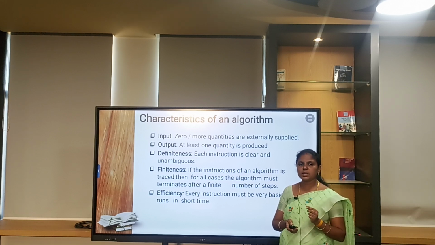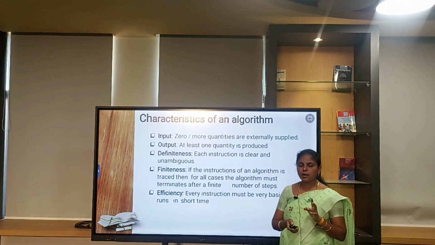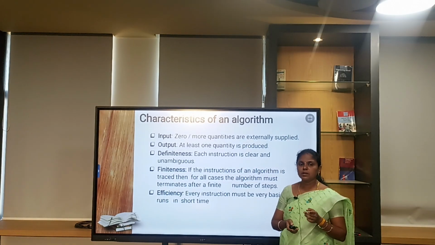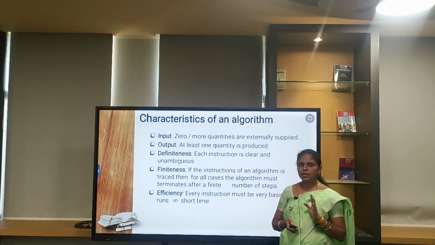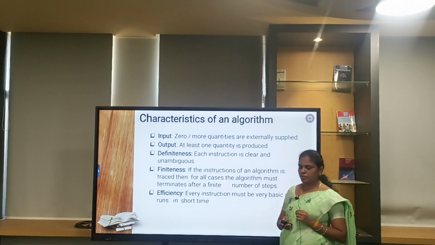There are two kinds of efficiency we must consider while writing an algorithm. One is space efficiency, and the other is time efficiency. Space efficiency is not much considered for an effective algorithm. For an effective algorithm, we must focus only on time efficiency. Your algorithm must take only a minimum amount of time to complete the process. That's our motive. These are the 5 important characteristics of an algorithm.